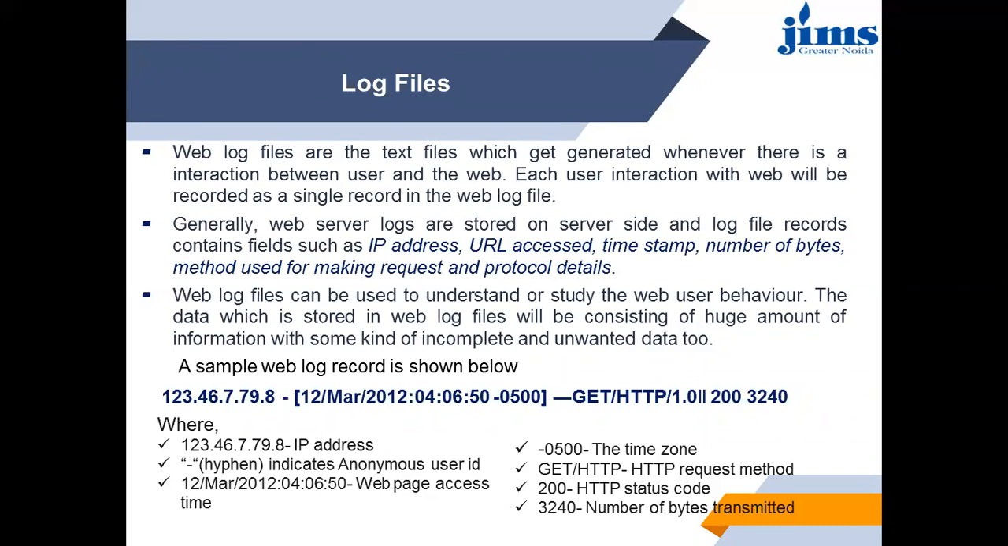The data which is stored in web log files consists of a huge amount of information with some incomplete and unwanted data. A sample web log record is shown below. This is the IP address. The hyphen shows the anonymous user ID, and all these are the date, time, the web access time, and all the details like HTTP request method, time zone, number of bytes transmitted, etc. So this is the details of log files.